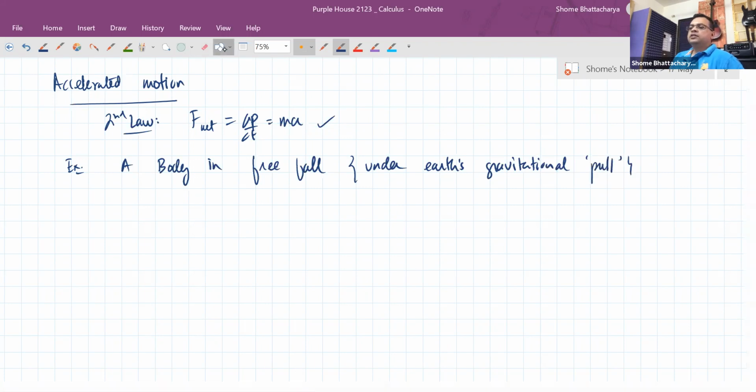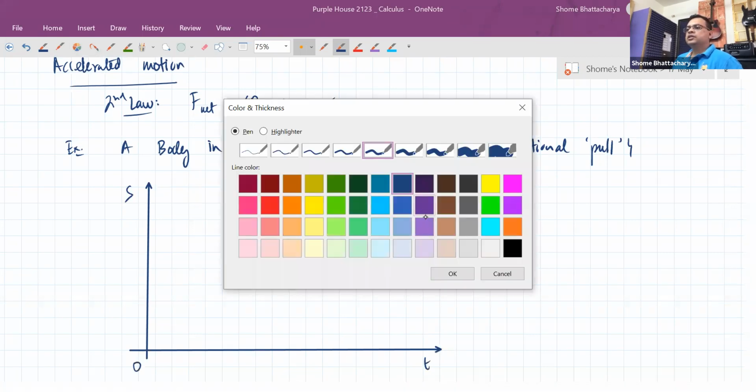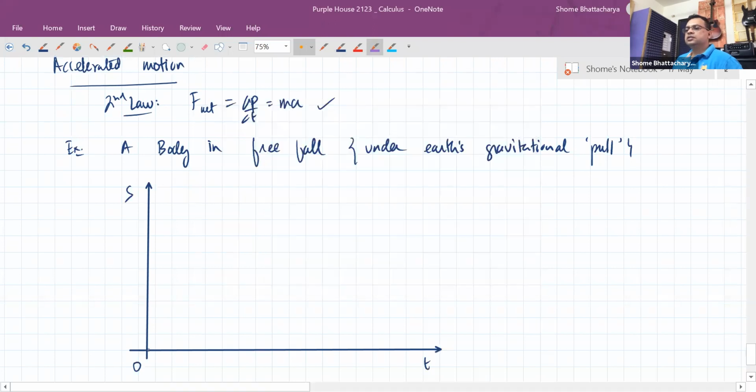So what would we expect to observe about the distance versus time graph in such a case? It would definitely not cover equal distances in equal intervals of time, because the motion is accelerated. So the graph of such a motion would be curving like this. How do I know it would be curving like this? Because if I take equal intervals of time, the distances traveled would be increasing.